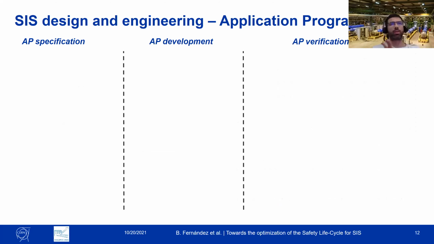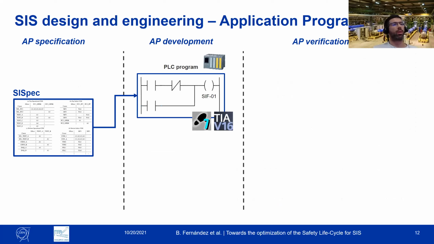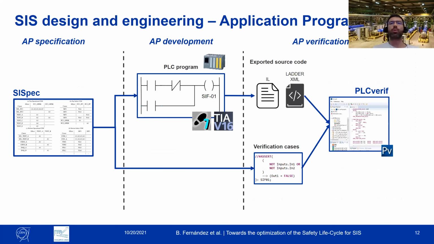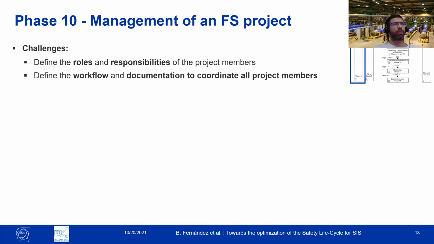Just to show you the workflow from a specification to verification, from a cause and effect matrix, we can produce manually or automatically our PLC program. We can also generate verification cases and provide these two inputs to our model checking tool, PLCverif, where it will explore all possible combinations in the PLC program to guarantee that the original requirements are met, and it will provide us a report.